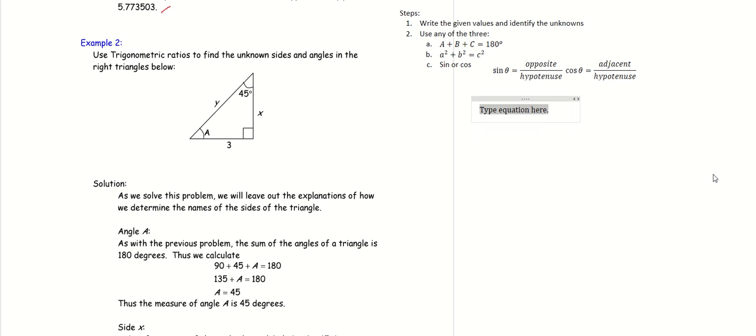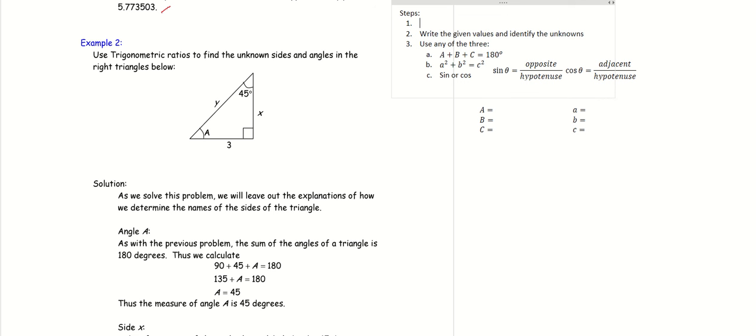So, again, the first step is to write the given values and identify the unknowns. So, we have A, B, C, and then here we have small a, small b, small c. Ay, meron pala ako i-add sa steps class. I will add, the first step is to label your triangle. So, lagyan nyo na siya ng A, B, C, para hindi kayo malito. Okay?